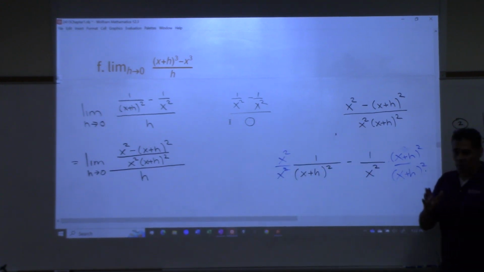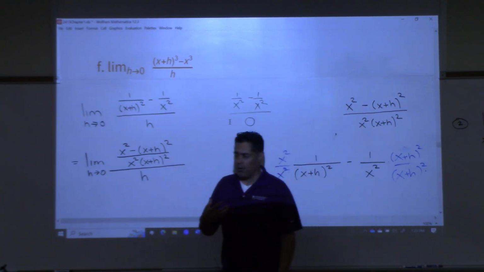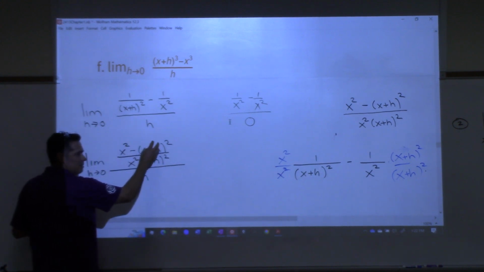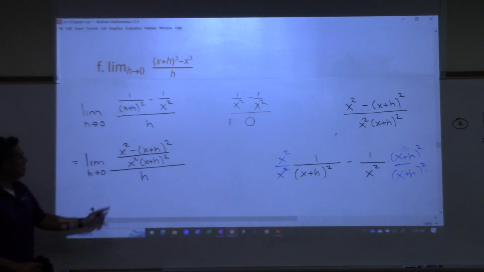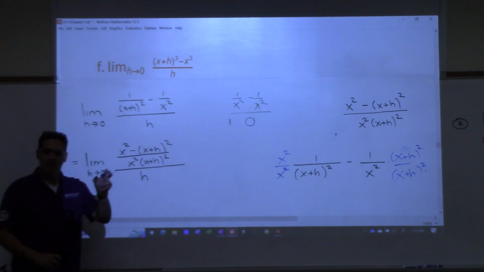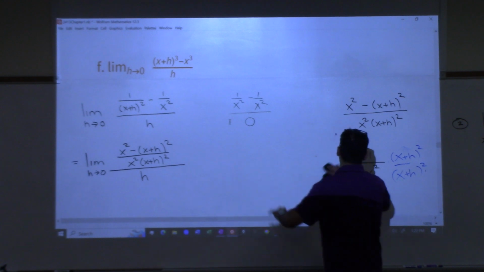What I'm hoping for at some point is for this h to go away, to cancel out. That's what I'm hoping for. And obviously I can't cancel it with this h because it's trapped inside the parentheses and everything. So I'm going to see if I can somehow release it. To do that, I'm going to FOIL this out. I'm going to do x plus h times x plus h, multiply those two together. I'll continue over here with that work, and then I'll come back to this.